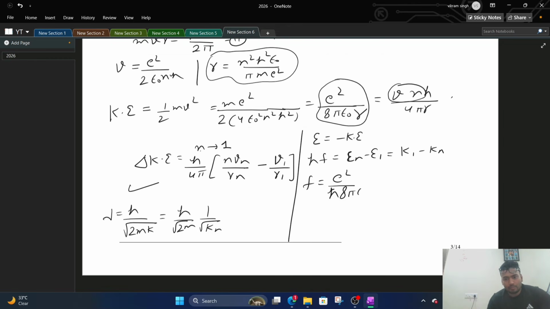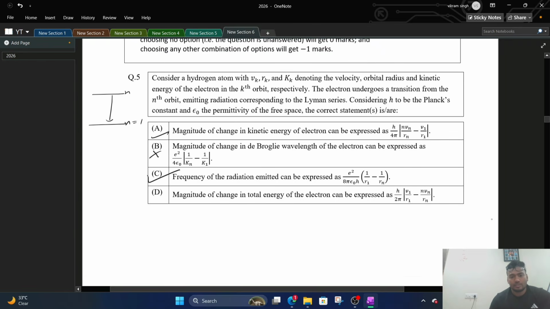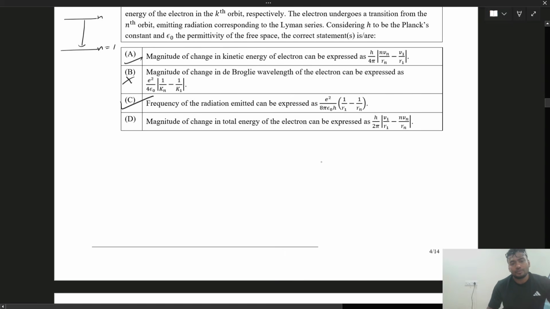So 8 pi epsilon naught, it is 1 by R1, 1 by Rn. And yes, it is matching. Now the last option: the magnitude of change in total energy of the electron can be expressed as... So energy, you see, is represented in terms of V and R.